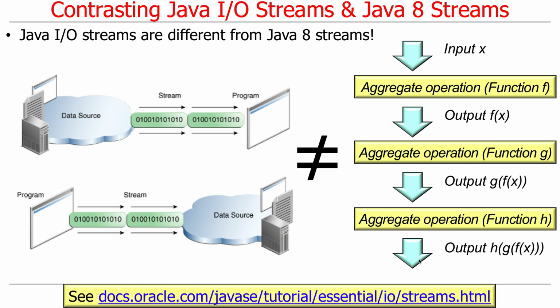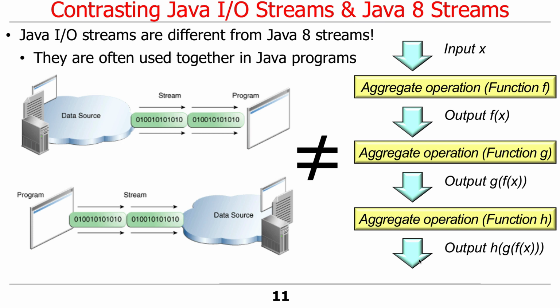The thing to remember is that Java I/O streams are different from Java streams. So Java I/O streams are used to take data from a source and stream it to a program. And then you can also take a program and stream it to a data sink. So that's what I/O streams are. And that's not at all what we're doing here, although you could have I/O involved in a Java 8 stream, but it's not the same concept.